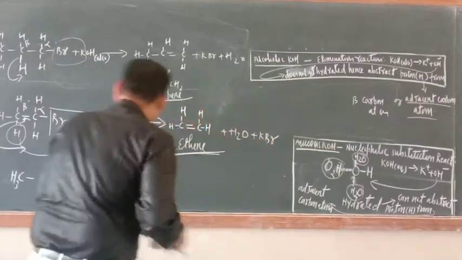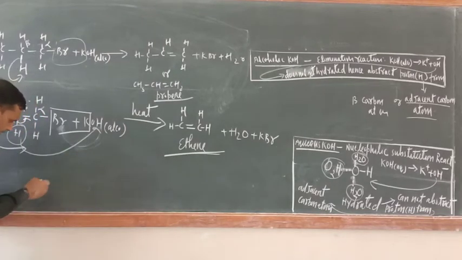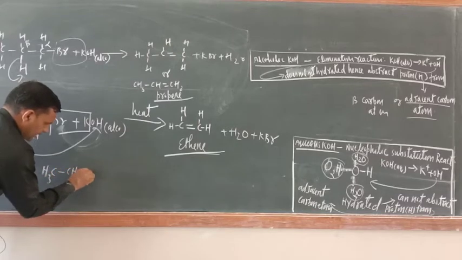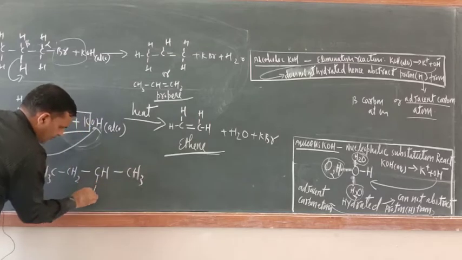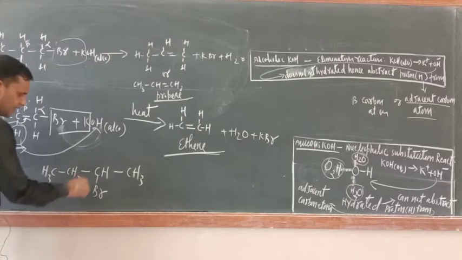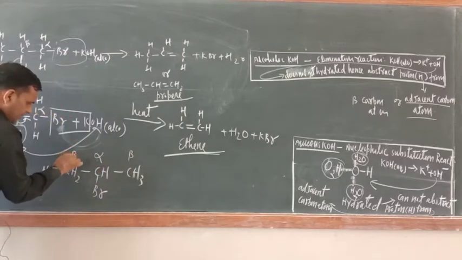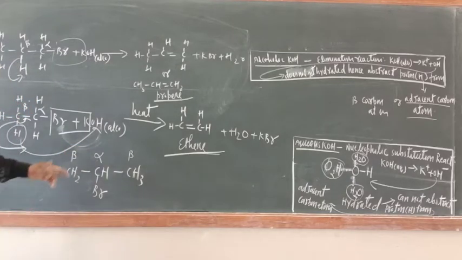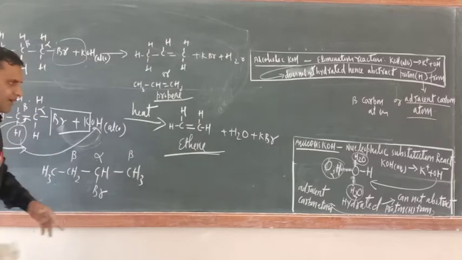Okay, just see, 4 carbon atoms: CH3, CH2, here CH and here CH3, here what is there? Br. Okay, so now just try to understand. This will be the alpha carbon atom, this will be beta, this will also be beta. So now your problem starts. Now from here also hydrogen may be abstracted, from here also hydrogen may be abstracted.